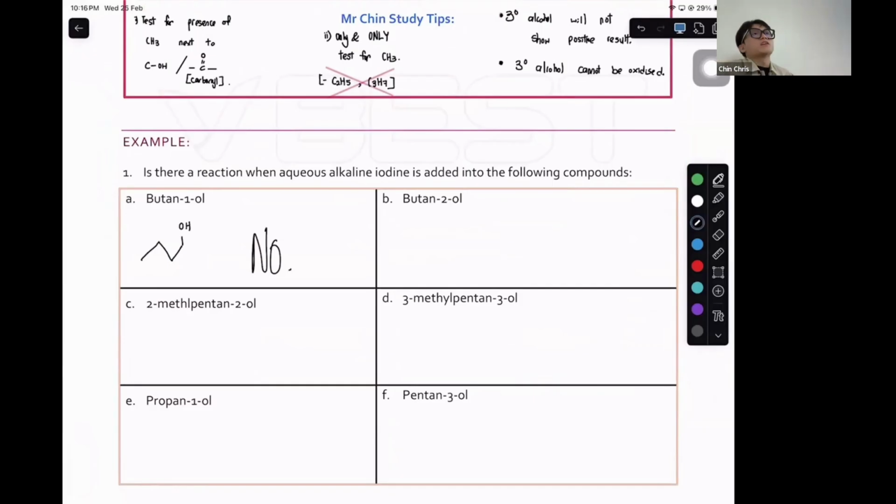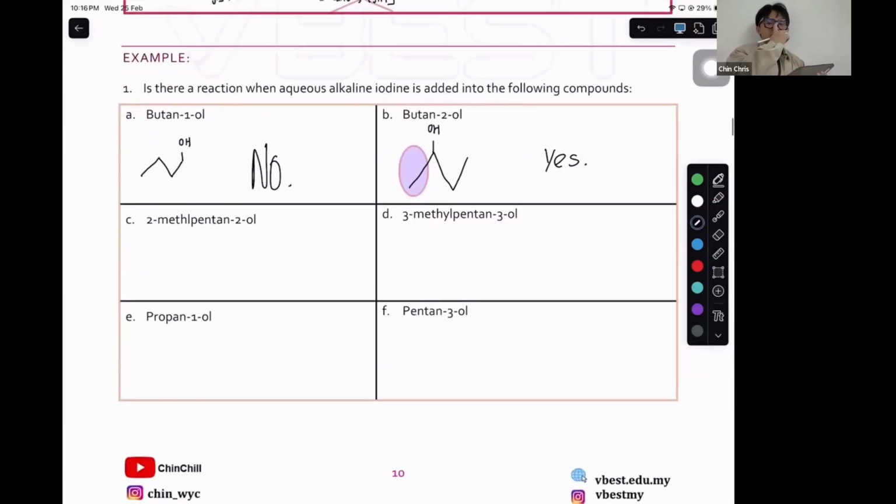Second, butan-2-ol, can or not? Can? Can for sure, 100%. Why? Have the methyl next to it, right? Well done. Nice. Good job. Okay, guys, next.